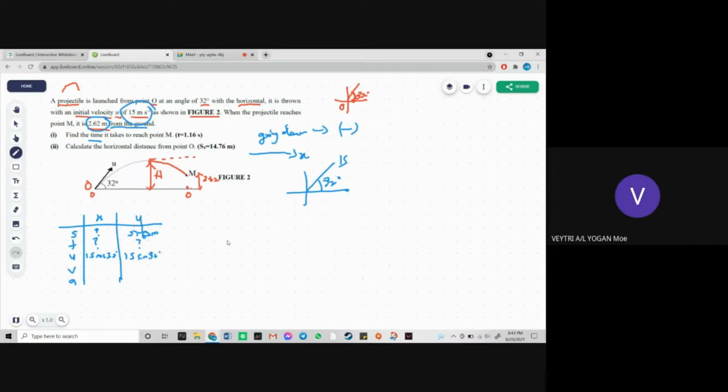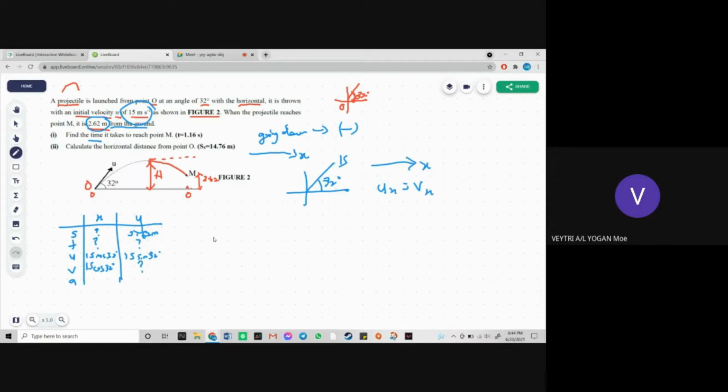Okay. Now, final velocity. I've stated earlier, kalau untuk X component, you punya Ux equals to Vx. Initial velocity untuk X component sama dengan final velocity untuk X component. So, kalau initial velocity untuk X component 15 cos 32 darjah, final velocity untuk X component, adakah dia 15 cos 32 darjah? Yes, it's definitely 15 cos 32 degrees. Okay. Bear in mind, untuk Y component, your final velocity untuk Y component you tidak tahu.